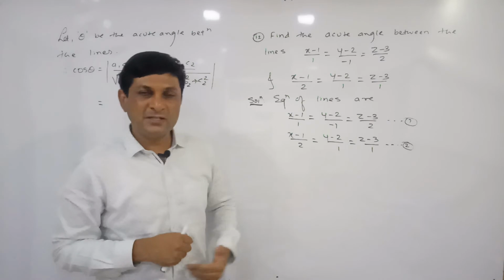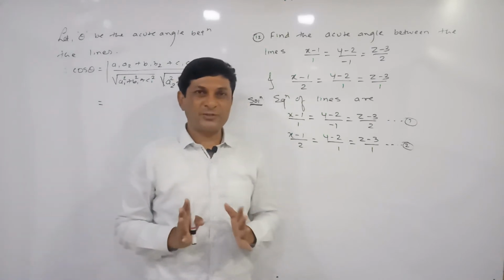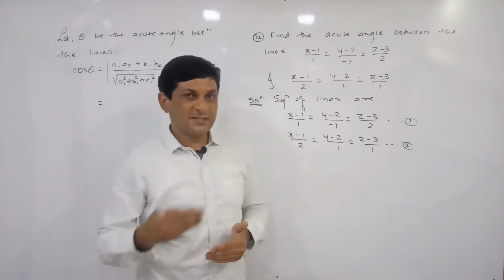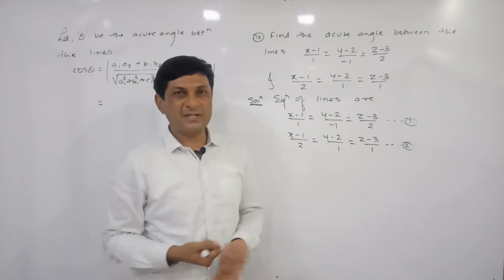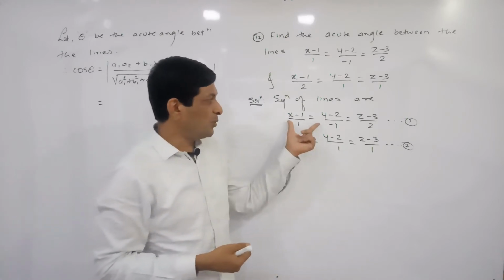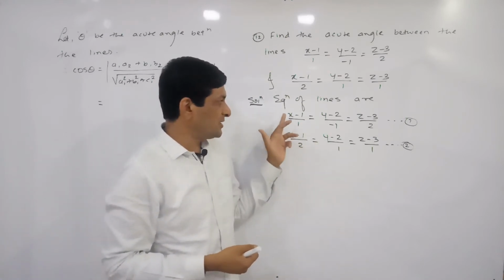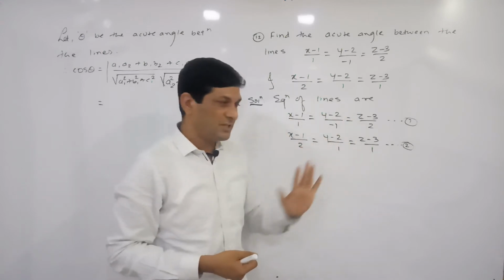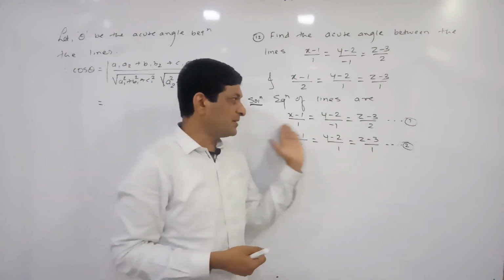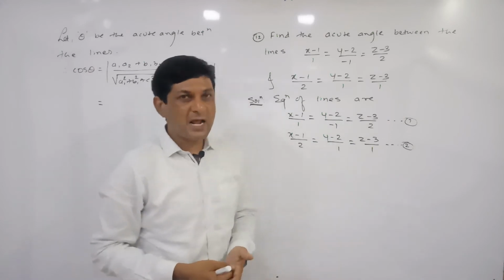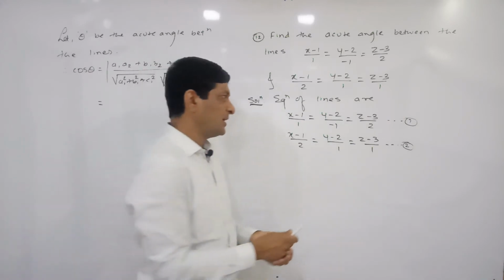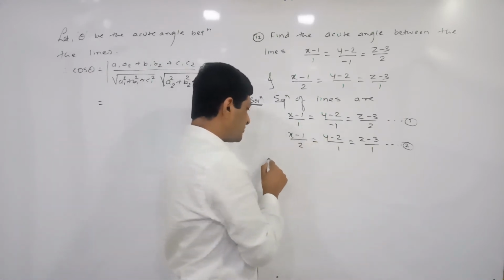Means to apply this formula we will require what? Direction ratio of two lines. So in the last example also we have seen how to find out the direction ratio. Here equation of both the lines are given to us, and if you'll observe here, coefficient of xyz in both the equations are what? 1. So directly we can say that values in the denominator are nothing but what? Direction ratios.